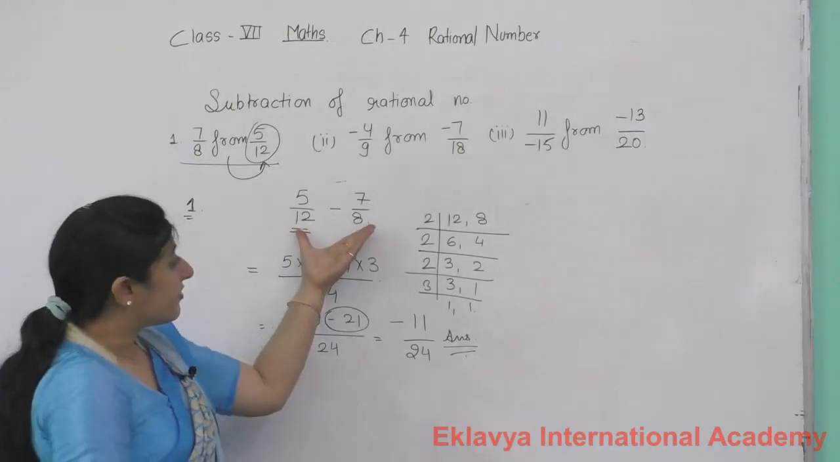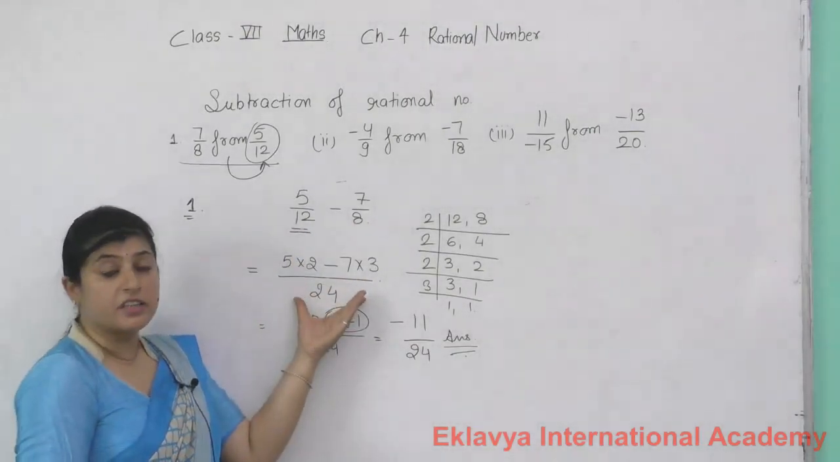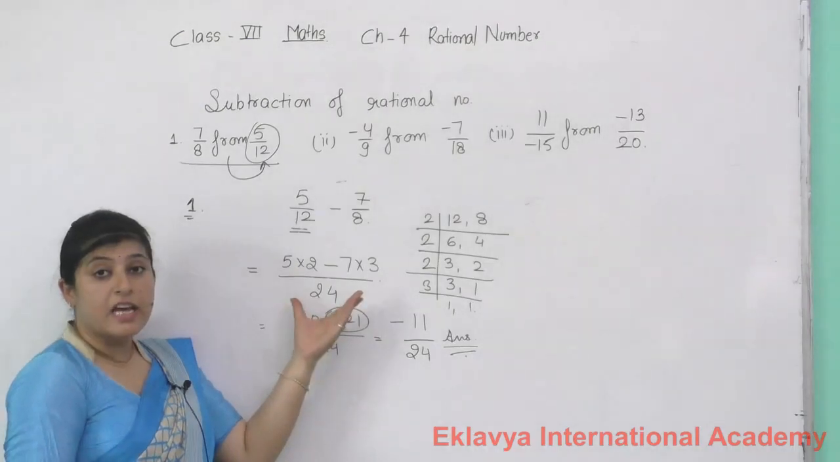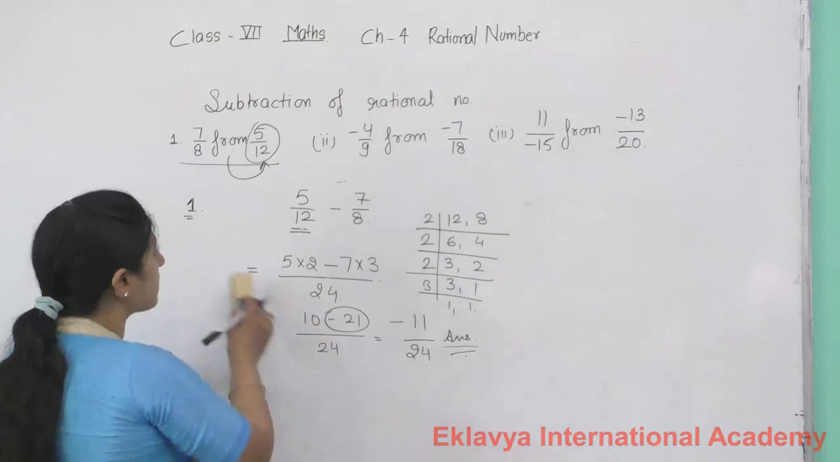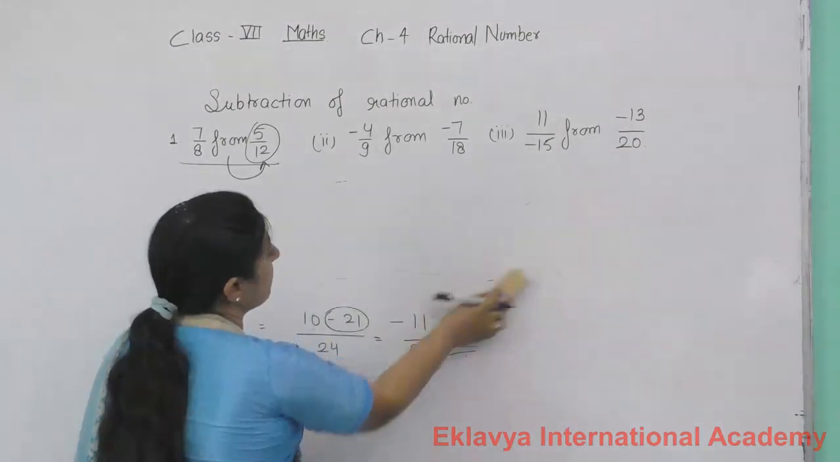Same type: firstly we have to take the LCM of the denominators, then solve accordingly, then check the plus minus sign and solve it. Now see the second one.